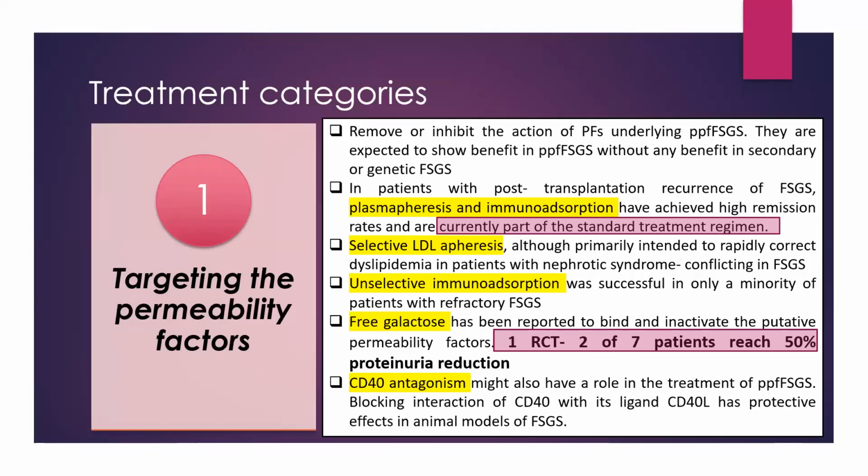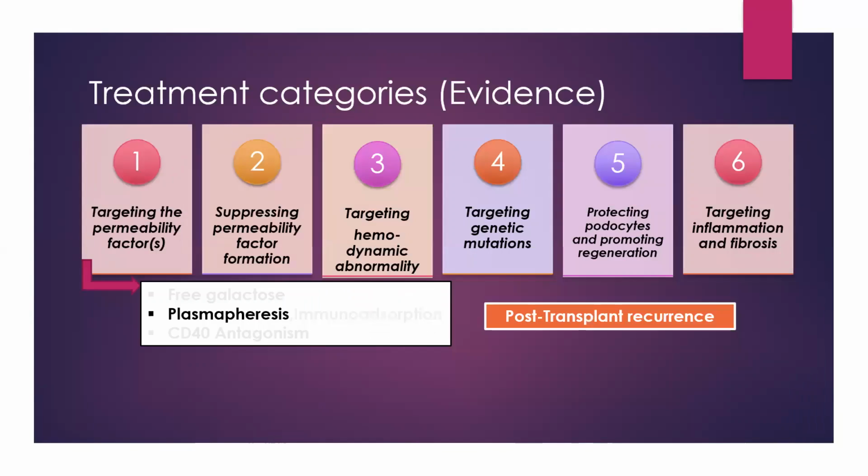CD40 antagonism is also a strategy to bind and to decrease the effect of the permeability factor, but still we don't have good results or high evidence results. So if we take this option from the evidence, we don't have evidence except for plasmapheresis in the post-transplant recurrence. The galactose, the immune adsorption, the CD40 antagonism, we don't have much evidence.